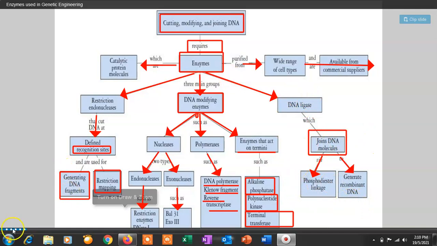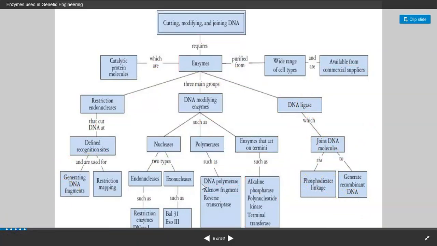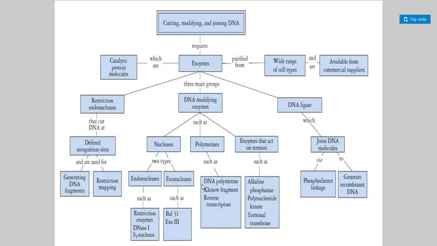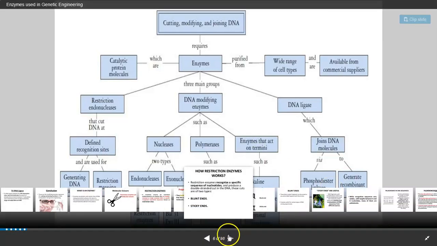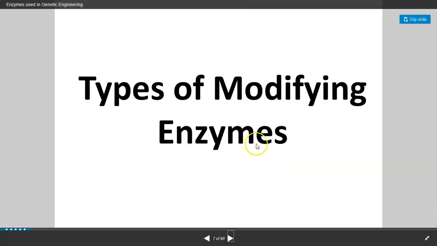So friends, we have seen the different types of enzymes used in cutting, modifying and joining of DNA. In the next lecture we will see the types of modifying enzymes in detail.